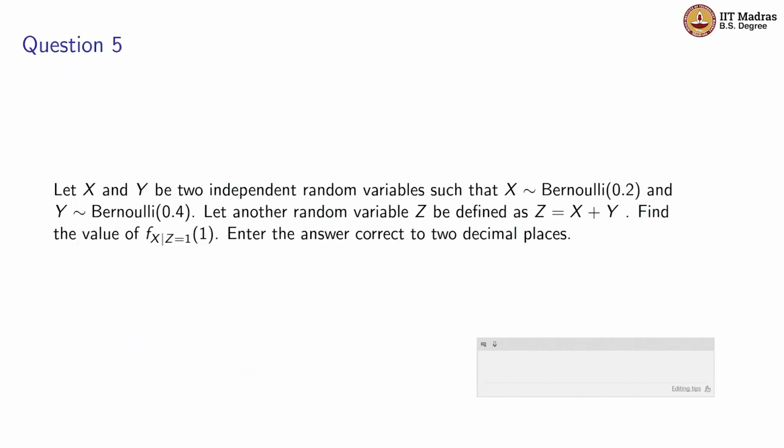Question number 5 says that let x and y be two independent random variables such that x is following Bernoulli distribution with parameter p is equal to 0.2 and y is following Bernoulli distribution with parameter p is equal to 0.4. Let another random variable z be defined as z is equal to x plus y. In this question we have to find the value of conditional probability that x is equal to 1 given z is equal to 1.